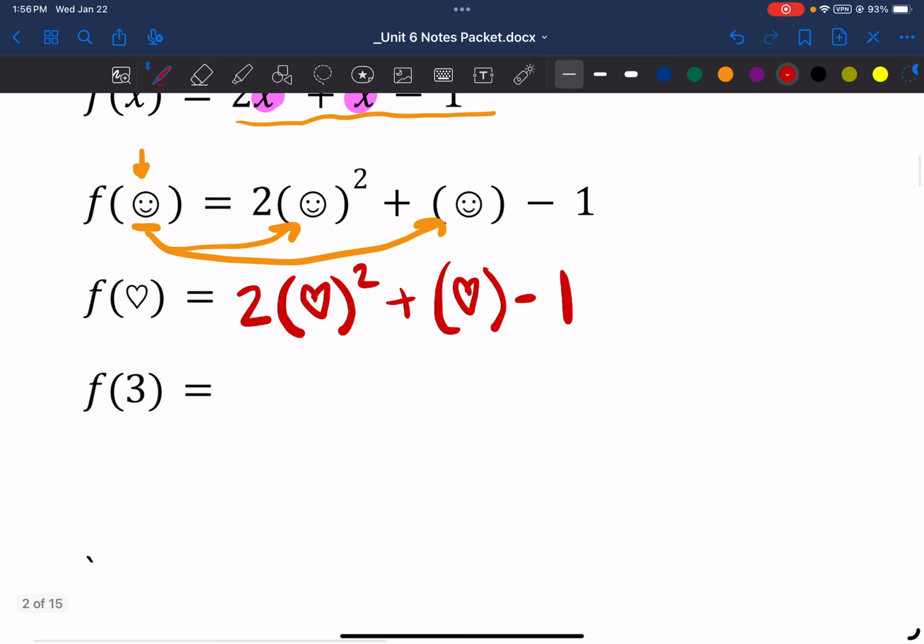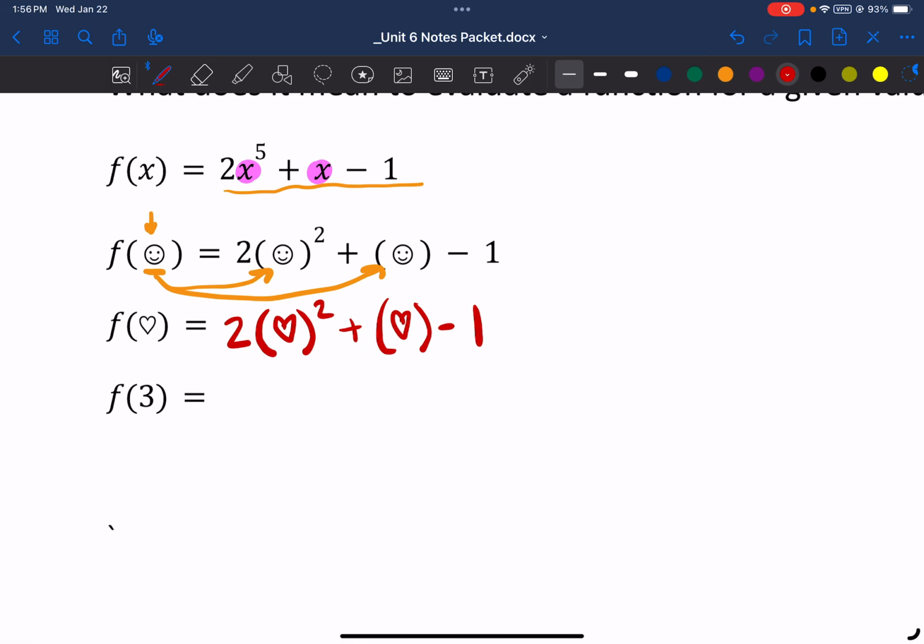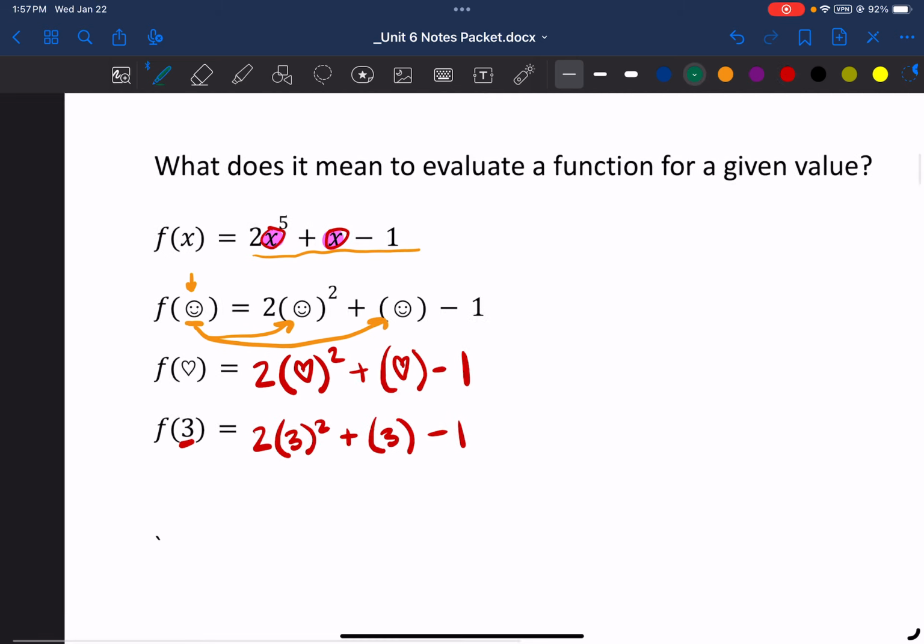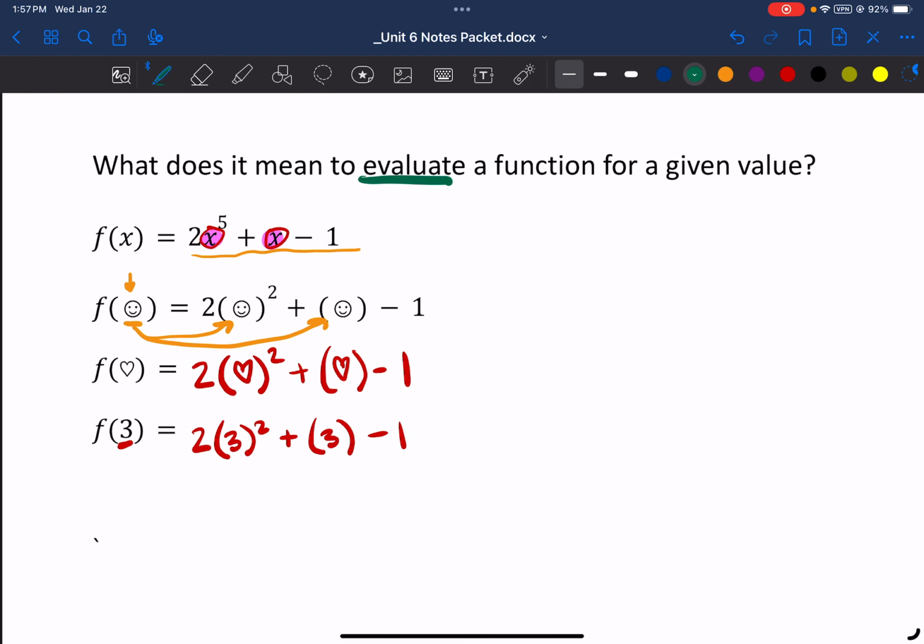Now some practical use. We'll take a 3. This 3 needs to be plugged in right there and right there: 2 times 3 squared plus 3 minus 1. Now we need to actually evaluate it. We're actually evaluating these numbers.